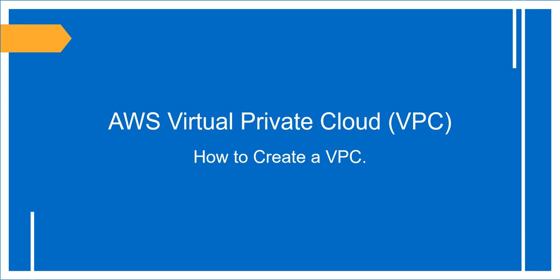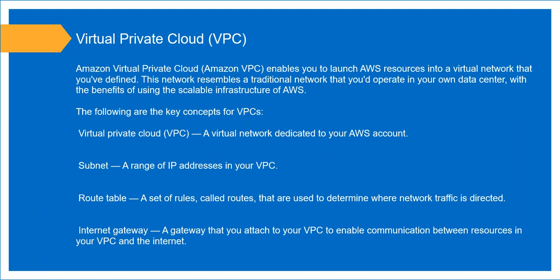In today's video, I'll show you how you can create your own virtual private cloud in AWS. Virtual private cloud, also known as VPC, enables you to launch AWS resources into a virtual network that you define. The network resembles the traditional network that you operate in your own data center, with the benefits of using the scalable infrastructure of AWS.